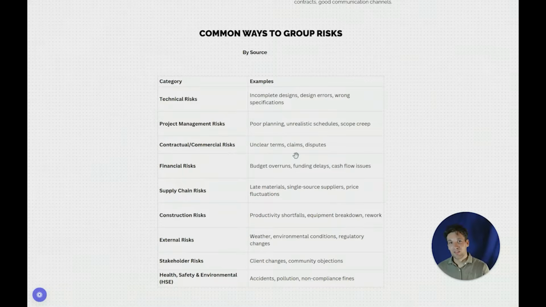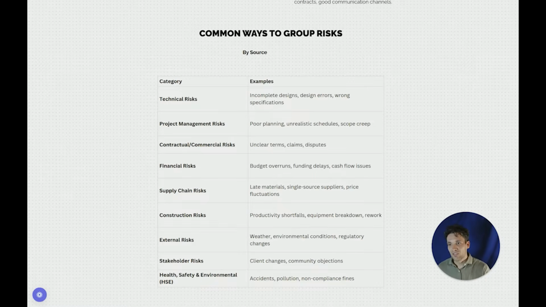Okay, next, let's talk about some common ways to group risks and the different categories. These are typically what we think of when we think of different categories of sources of risks. So first up, we've got technical risks. Technical risks are things like incomplete designs, design errors, or incorrect specifications that impact more of the engineering side of the construction. We've got project management risks, so poor planning, unrealistic schedules, scope creep. We've got contractual or commercial risks, such as unclear terms and potential for claims and disputes. We've got financial risks, so these are budget overruns, funding delays, or cash flow issues.